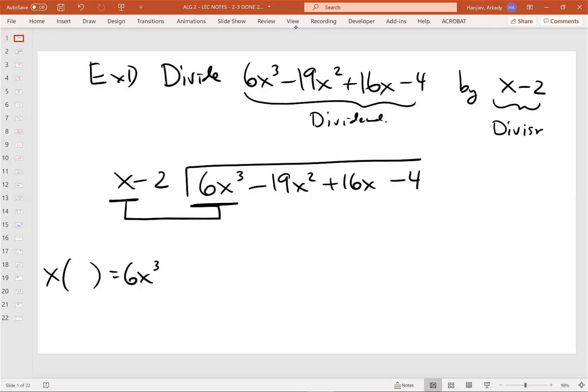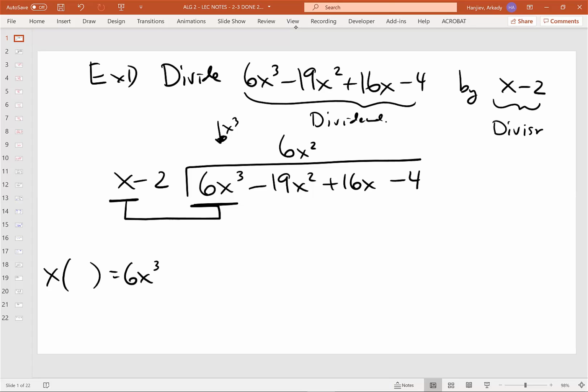Perfect. You guys are good. 6x squared. And so what we want to do is we want to write it over here because this is technically our x to the third column. This is our x squared column. That's our x column, and that's our c for constant column. So these guys are just really just columns for us to make sure that we're organized.